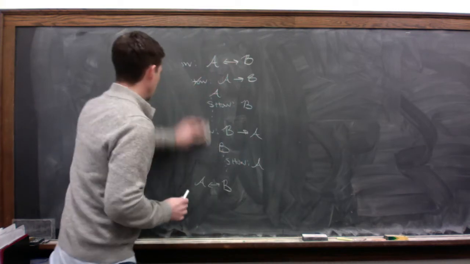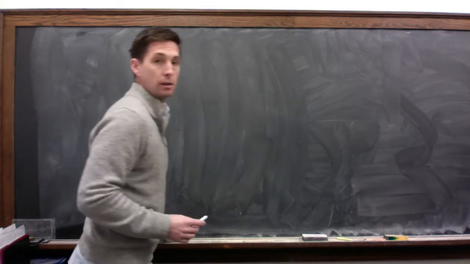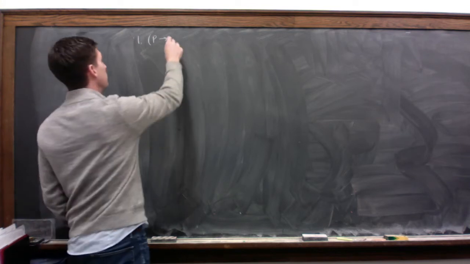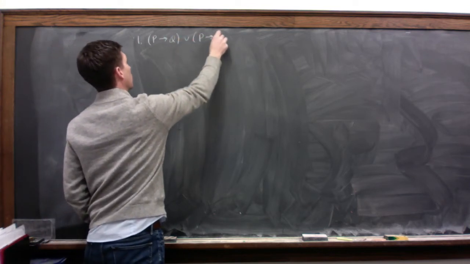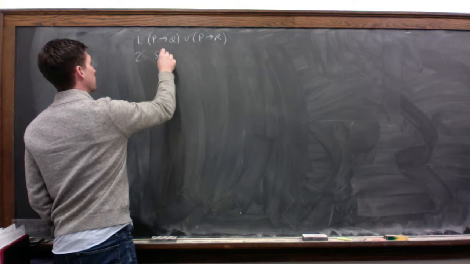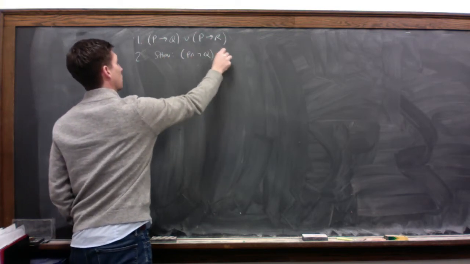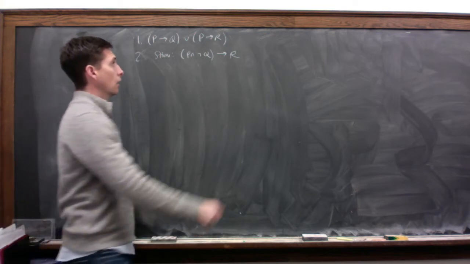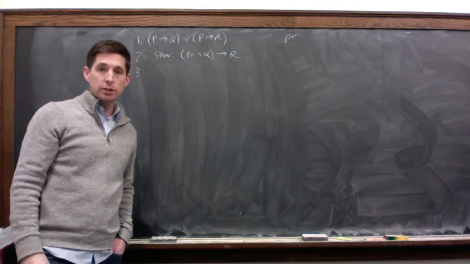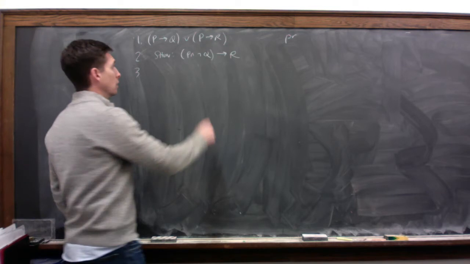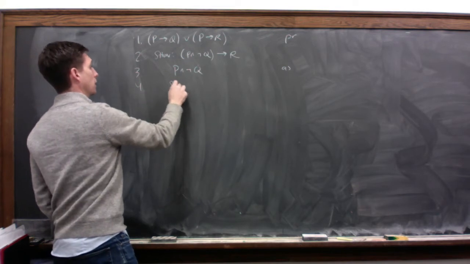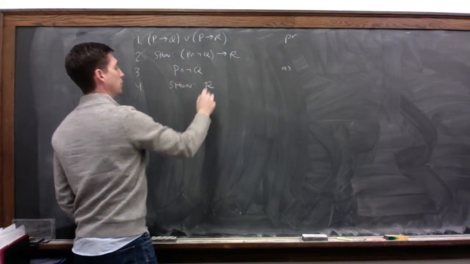So let's walk through an example. Suppose your premise is this. If P, then Q, or if P, then R. And you're trying to show if P and not Q, then R. Okay. So we know how to set this up first. It's a conditional in our show line, so we're going to do conditional derivation. We're going to assume the antecedent and try to show the consequent, R.